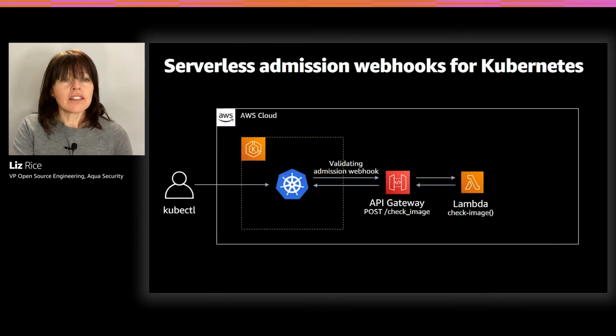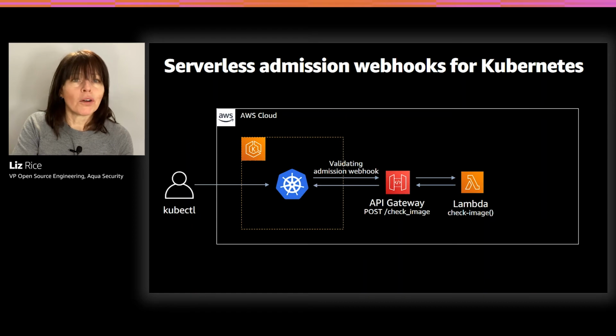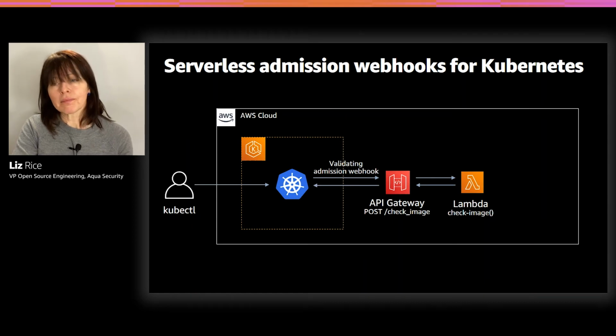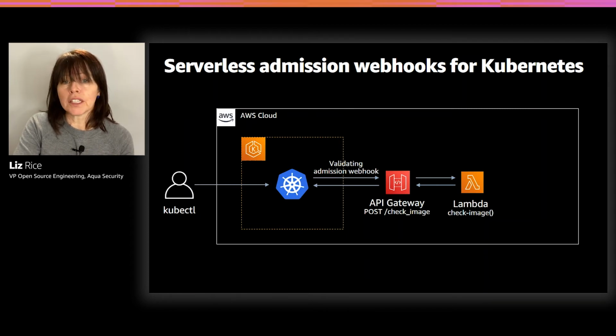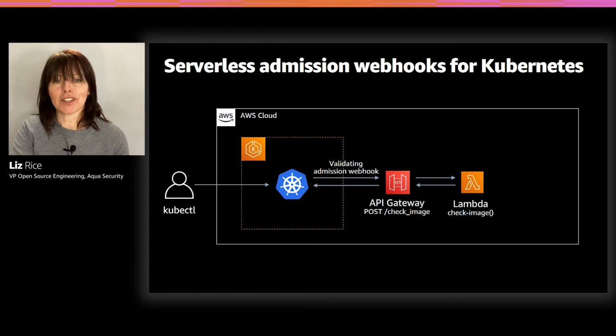In AWS, you might set up something like this, where the validating webhook triggers a Lambda function that determines whether a pod is okay to deploy or not. I adapted this diagram from a nice post on the AWS blog that goes into more detail on how to implement something like this, and I'll share a link at the end of this presentation.